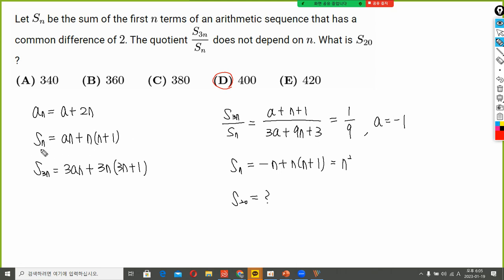So if we make the equation for Sn, we can change this n to 3n. So now n becomes 3n. And then if we divide S3n by Sn, when you cancel n, something is not right here. Actually, it becomes opposite.